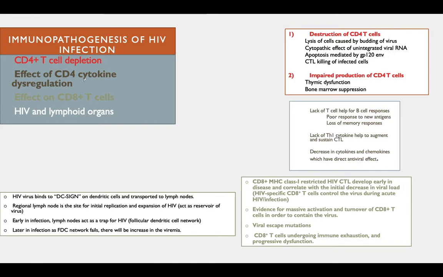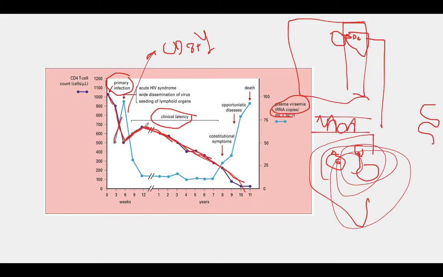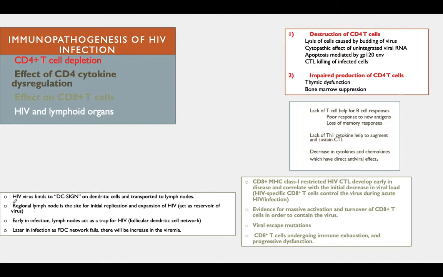So this is the immunopathogenesis, CD4 depletion. So why is there a depletion? Now we want to understand why this happened. First of all, you can see we will start from here. I put it in red because I want to start with it.